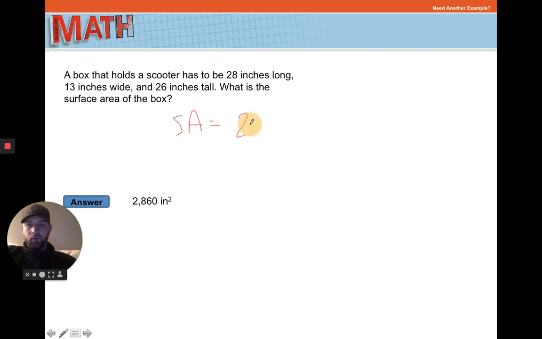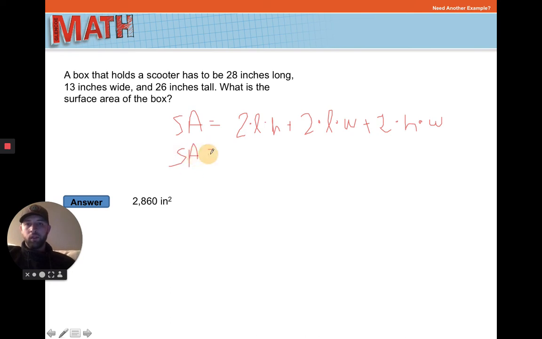Again, for the third time, 2 times the length times the height, plus 2 times the length times the width, plus, oh my goodness, that was bad. 2 times the height times the width. Okay. Go ahead and plug in what we know.